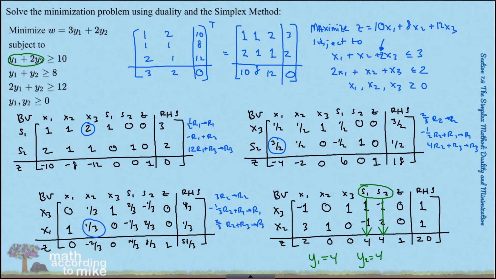And then the z value is the same as the w value. For that one you read across. So if z is 20, that means that w from the min problem is also 20. So in this case, the ordered pair that minimizes the objective function is y sub 1 is 4, y sub 2 is 4, and the minimum value for w is 20.